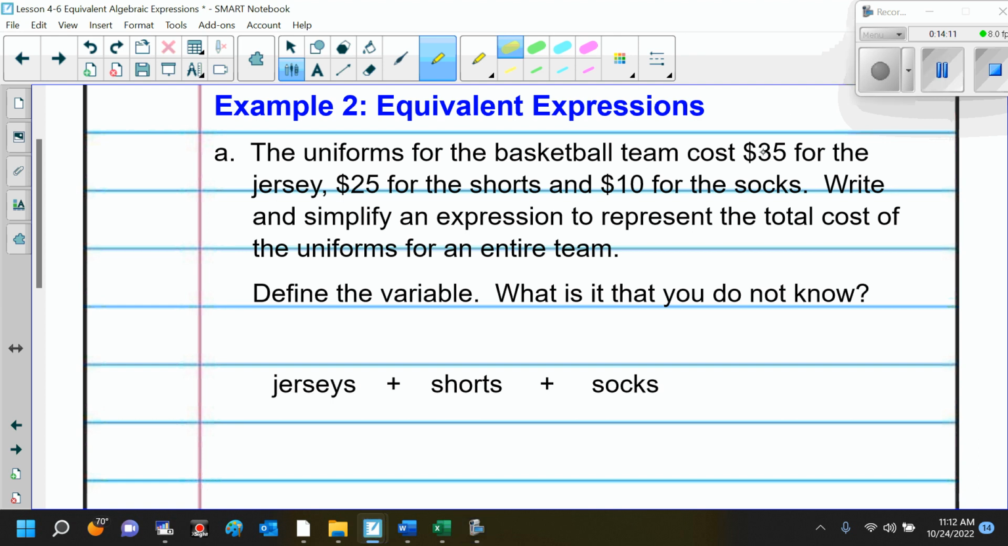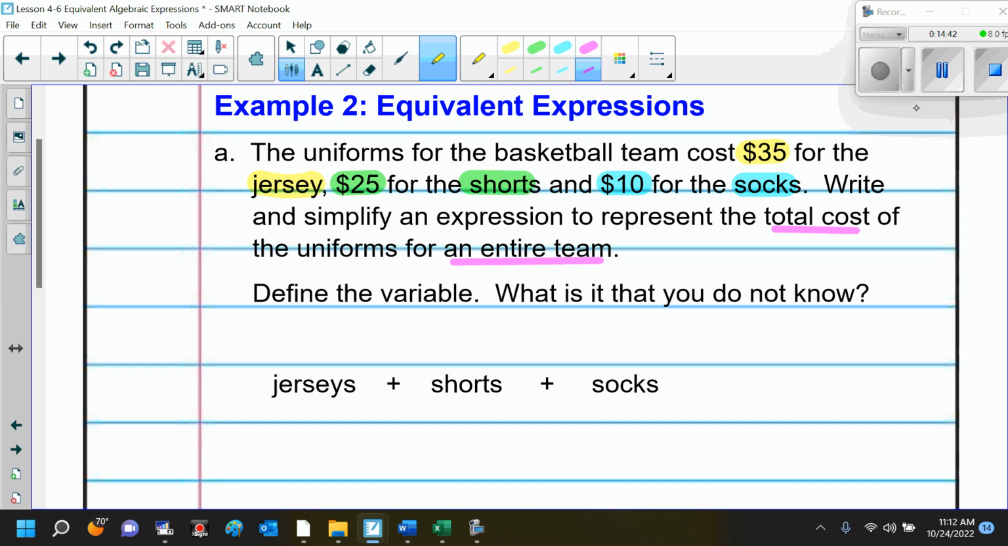So the jerseys cost $35. Very good. What else is important? The shorts cost $25 and the socks cost $10. Very good. So we want to write and simplify an expression to represent the total cost of the uniforms for the entire team. Now, we need to define our variable.